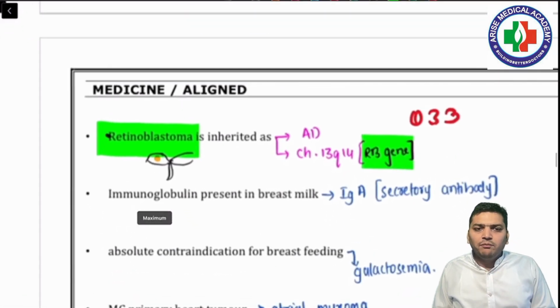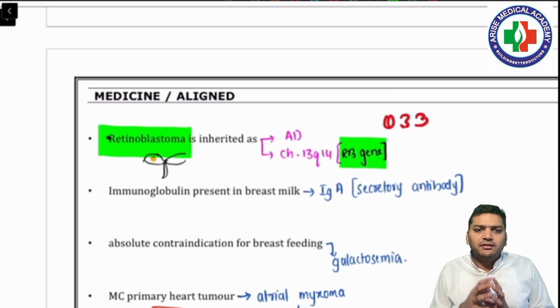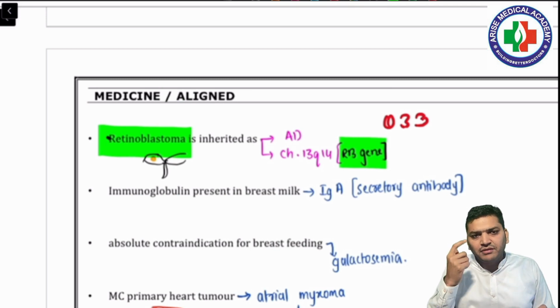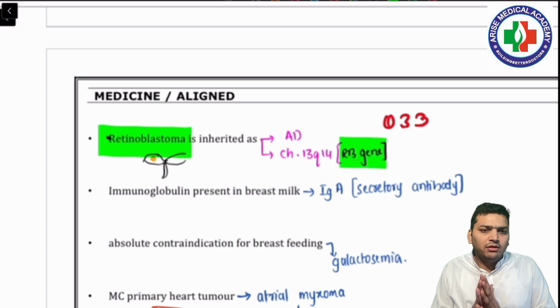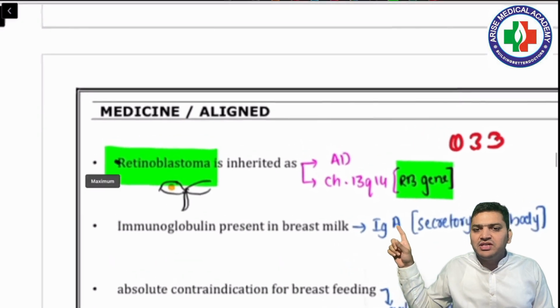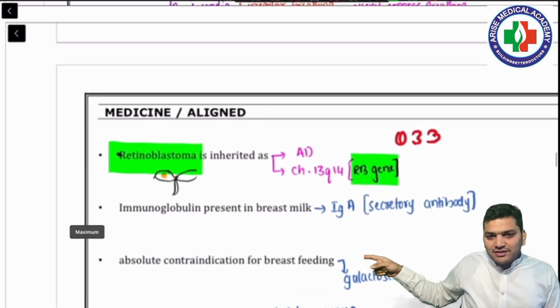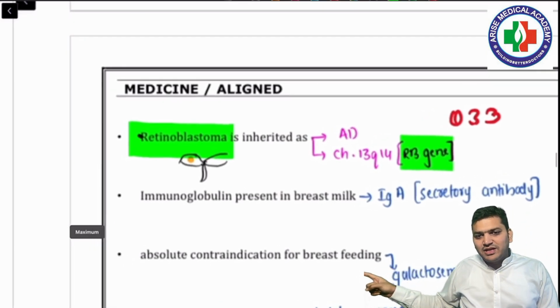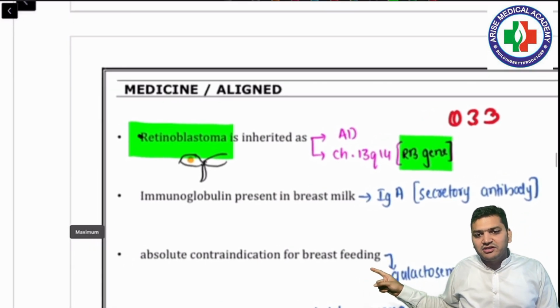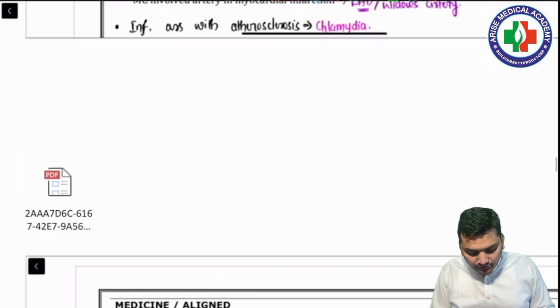Then there was a question from pathology, retinoblastoma. They have given the scenario that enucleation was done, the picture of retinoblastoma, means the clinical scenario of retinoblastoma was there. They asked which gene is involved, the RB gene. See here, just after that we have written this statement that was asked in your exam, the contraindication of breastfeeding, that was galactosemia. That was the direct question that they asked.